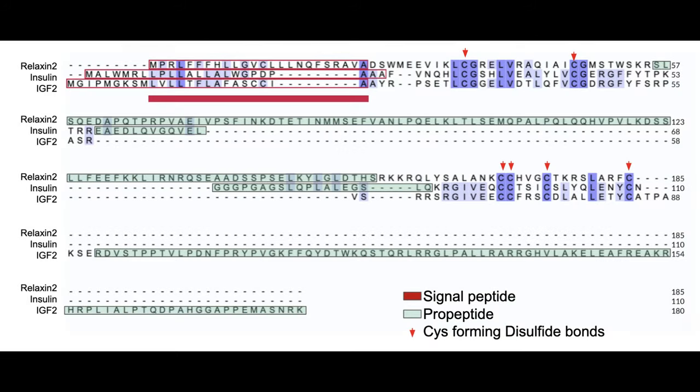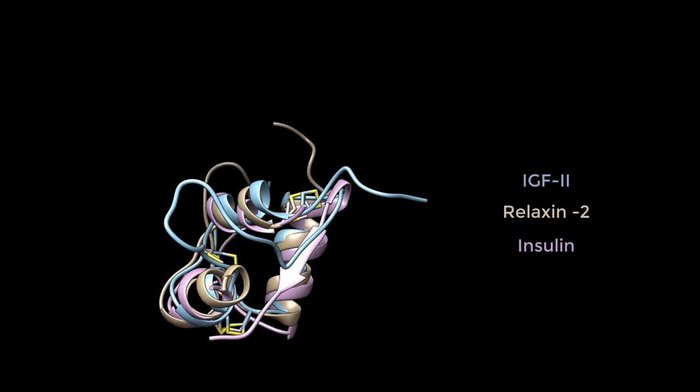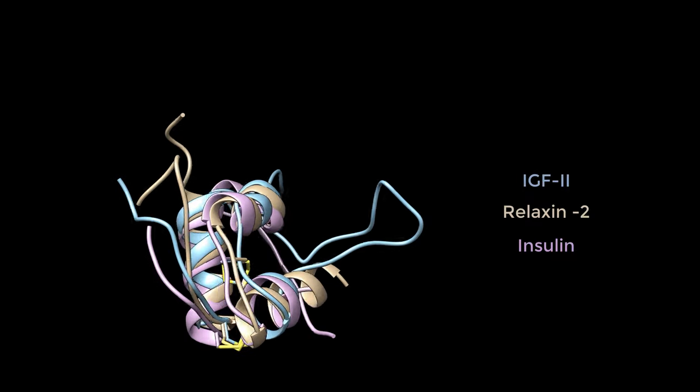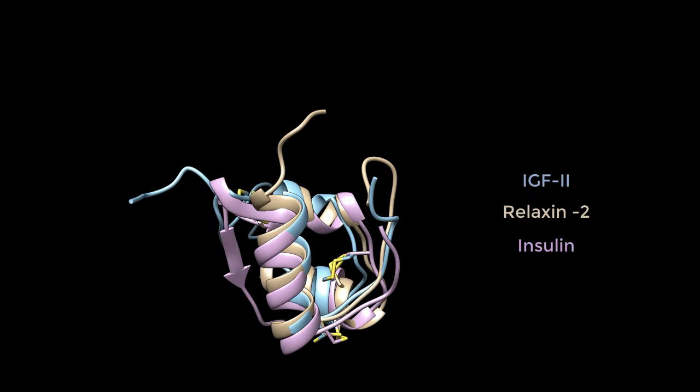All these proteins have a signal and propeptide. While many of the amino acids in the mature protein are different, the cysteines and disulfide binding patterns are conserved. The existence of these insulin-like genes in the genome suggests evolution by gene duplication.